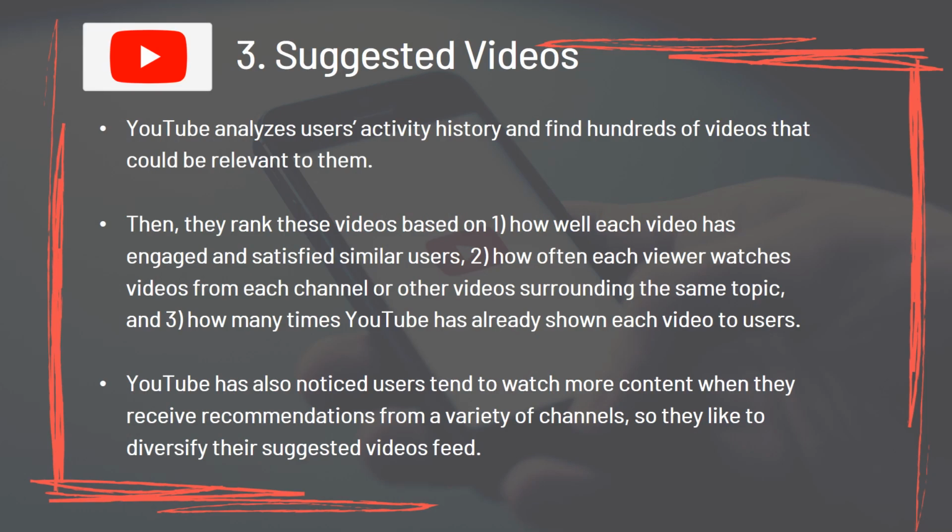3. Suggested videos. YouTube analyzes users' activity history and finds hundreds of videos that could be relevant to them. Then they rank these videos based on 1. How well each video has engaged and satisfied similar users. 2. How often each viewer watches videos from each channel or other videos surrounding the same topic. And 3. How many times YouTube has already shown each video to users. YouTube has also noticed users tend to watch more content when they receive recommendations from a variety of channels, so they like to diversify their suggested video feeds.